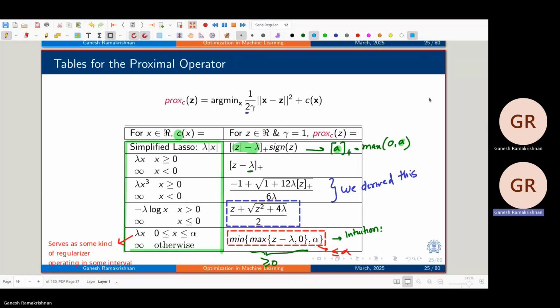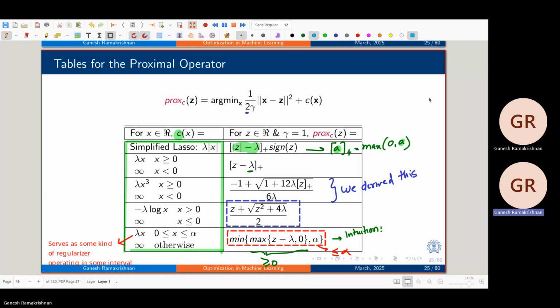Right. So this part is basically a plus, which means max of 0 comma a. This part in blue here, we derived this part. But this minus lambda log x for x greater than 0, and infinity if x is less than or equal to 0, actually gives you a quadratic expression in z. And finally, if it's lambda x in a bounded closed interval between 0 and alpha, then you get this very interesting min max.